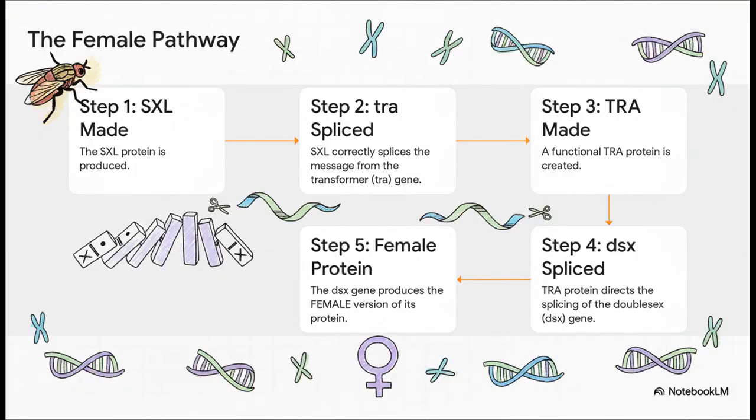And here is that domino effect in action. This is the female pathway when SXL is on. Step 1, the SXL protein gets produced. Step 2, that SXL protein makes sure the message from the next gene, called transformer, or tra, is spliced perfectly. Step 3, this creates a full functional tra protein. And then, step 4, that tra protein directs the splicing of the next gene, which is called doublesex. And finally, step 5, the doublesex gene produces the female version of its protein. See, one thing leads to the next.